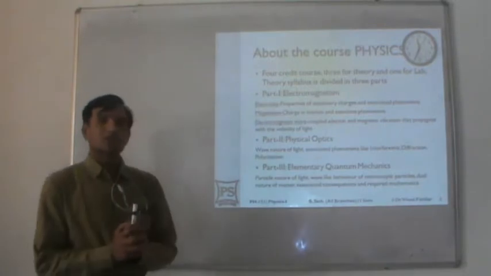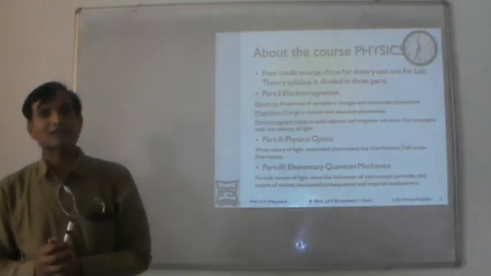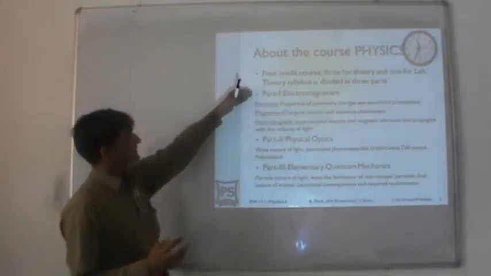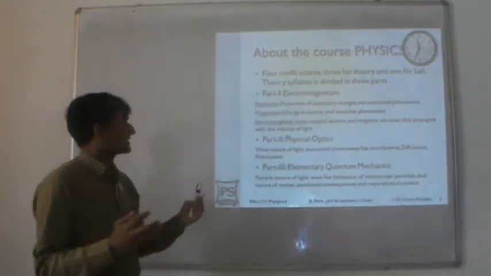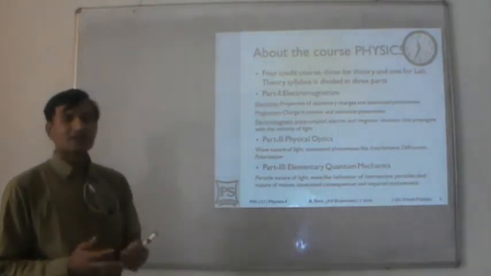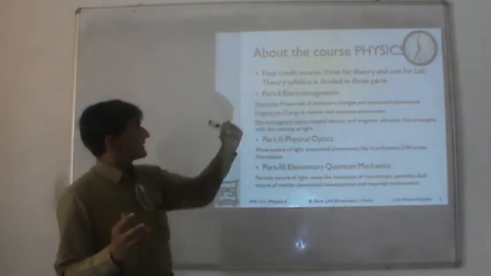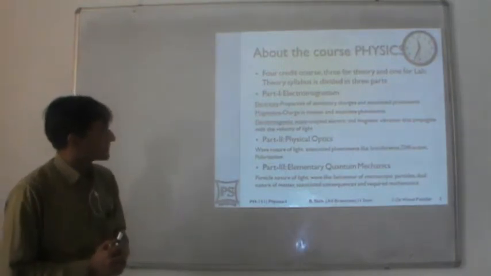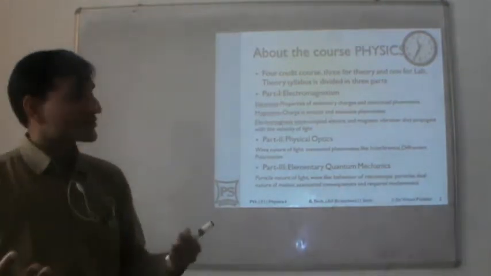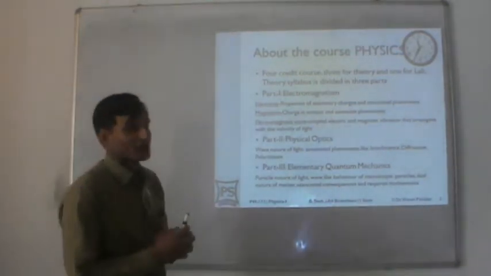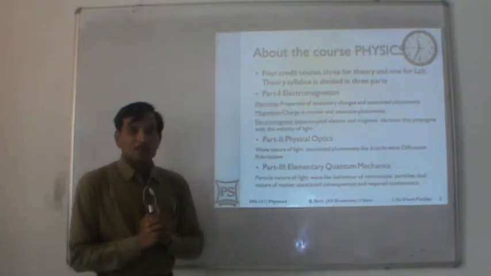The first part is about electromagnetism. Now I will briefly describe it, otherwise we will discuss electromagnetism in detail when we discuss the first part. So electromagnetism is basically a discussion about electricity, magnetism and electromagnetic waves. Electricity is basically the behavior of stationary charges and their associated phenomena. Magnetism is when the charge is in movement and there are certain associated phenomena, certain concepts, certain laws which we will discuss. So that comes under the topic of magnetism.